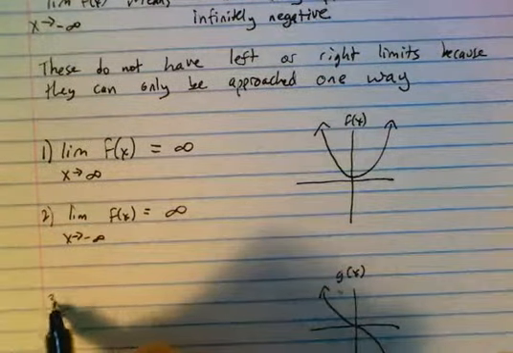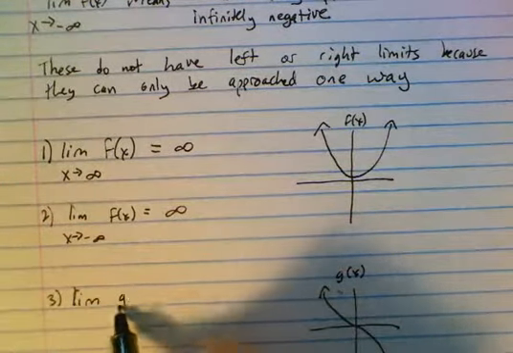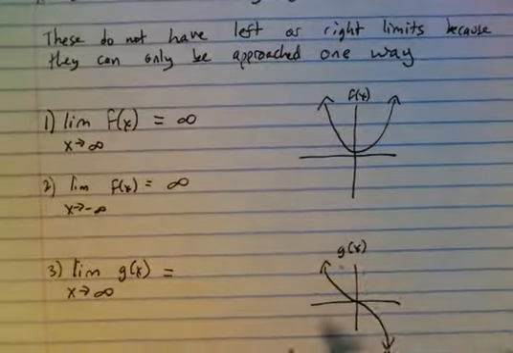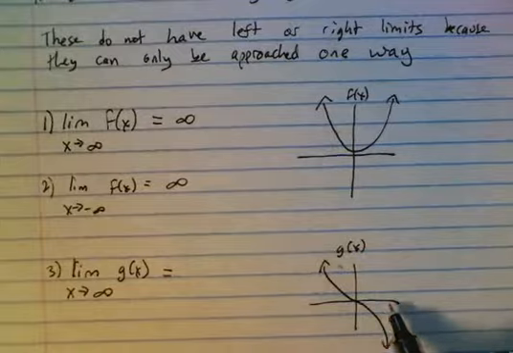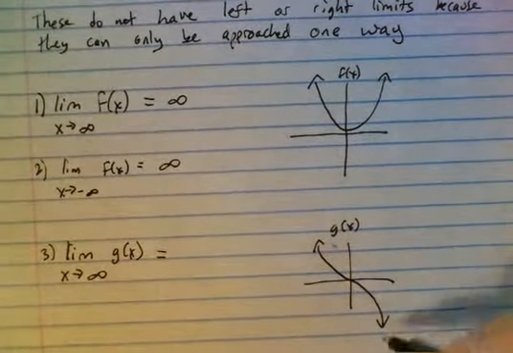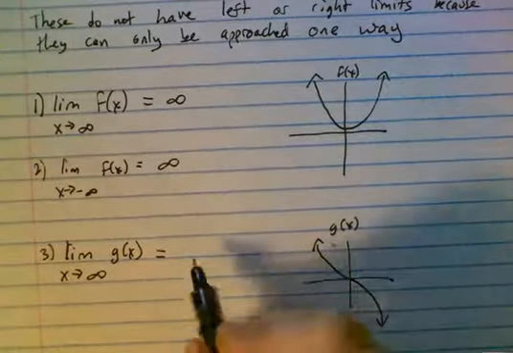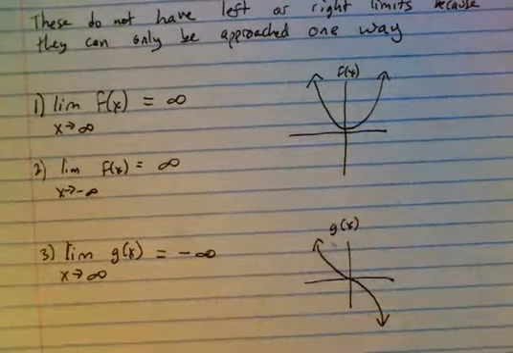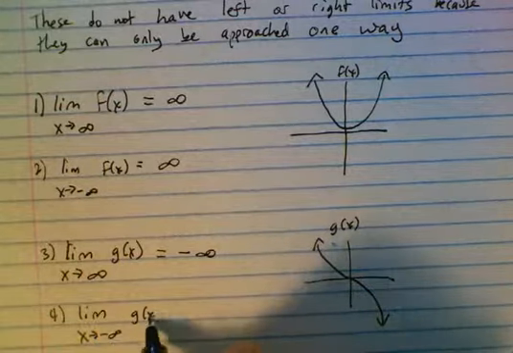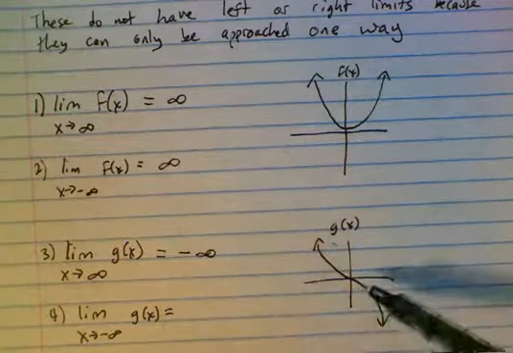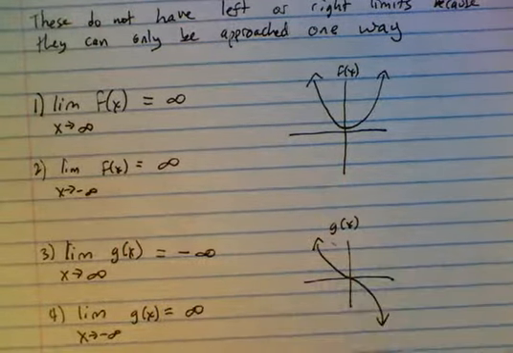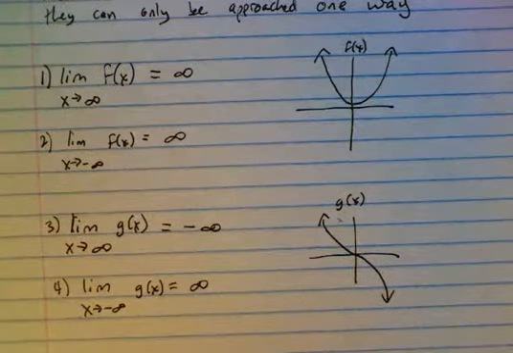In this case, as x gets more and more and more positive, g of x, y, is going down forever. It's getting more and more negative. It's getting infinitely negative, in fact. So the limit's just negative infinity. And over here, as x gets more and more and more negative, y is more and more positive, infinitely positive. So that limit is still positive infinity.